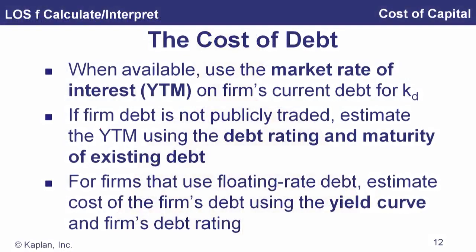So the suggestion here for firms that use floating rate debt is we'll estimate the cost of debt using the yield curve. So we'll look at the yield curve for fixed rate debt for a firm with a AA minus rating. And then if it's 10 years we're looking at, then we look at the required rate of return on 10-year fixed rate debt and use that rather than the actual floating rate that the firm's paying in the current year.